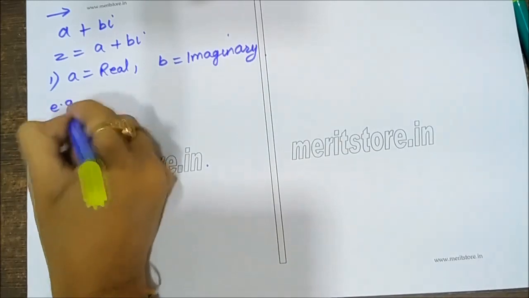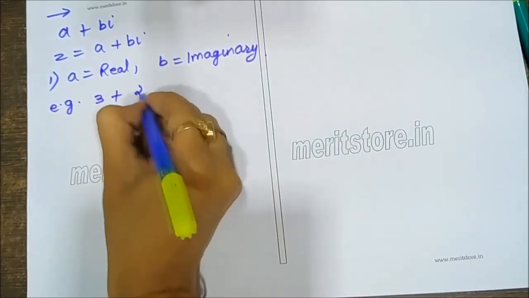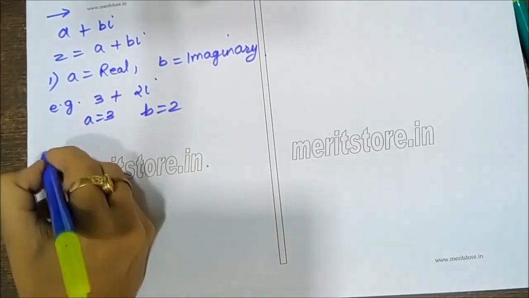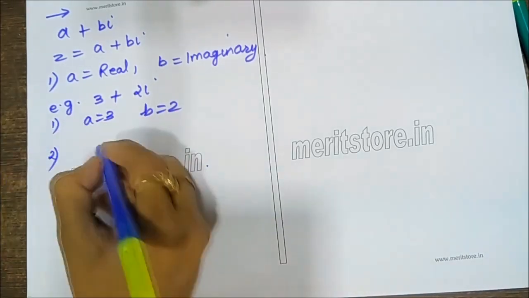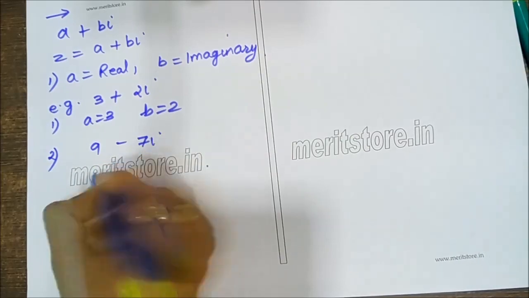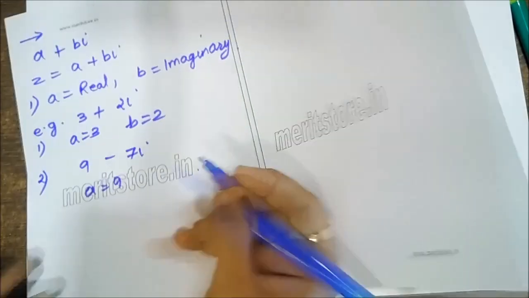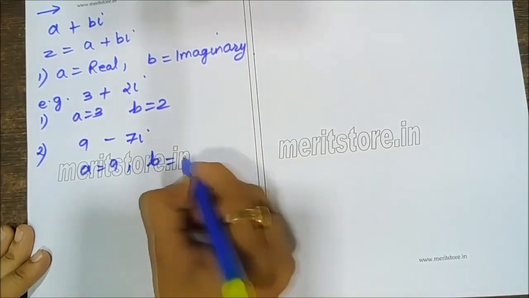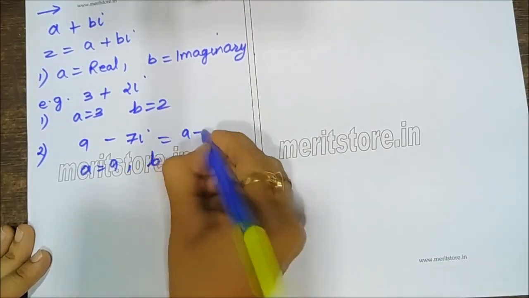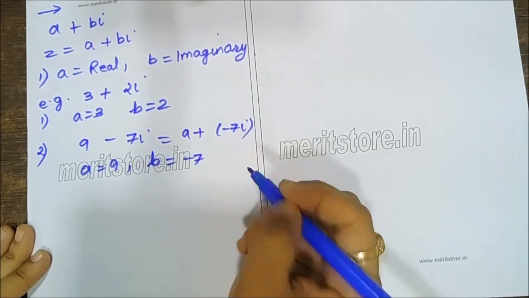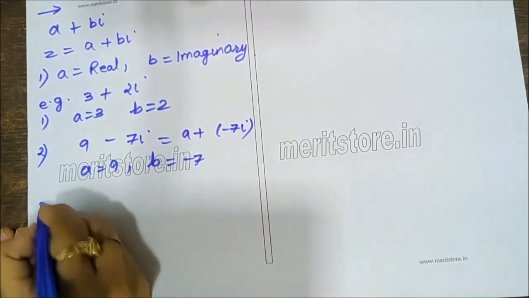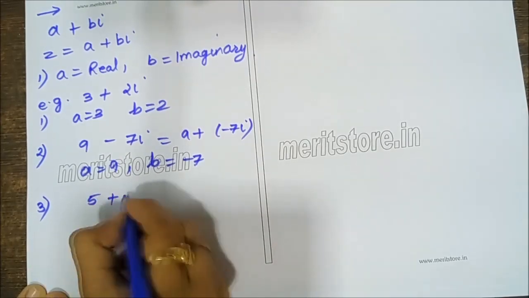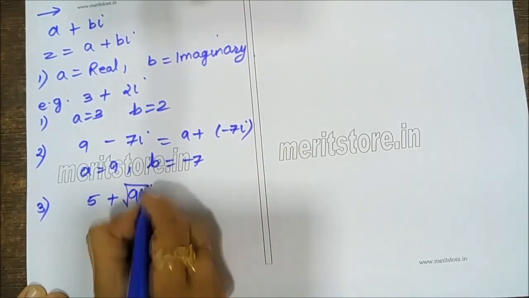So there are certain combinations when I say a is my real part and b is my imaginary part. So example, 3 plus 2i, a is 3, b is 2. One more example, 9 minus 7i, here again a is 9 and b is minus 7. Now this you will split in the original form, that is a plus bi. Again, third one, one more example, 5 plus let's say 9i or root of 9i.